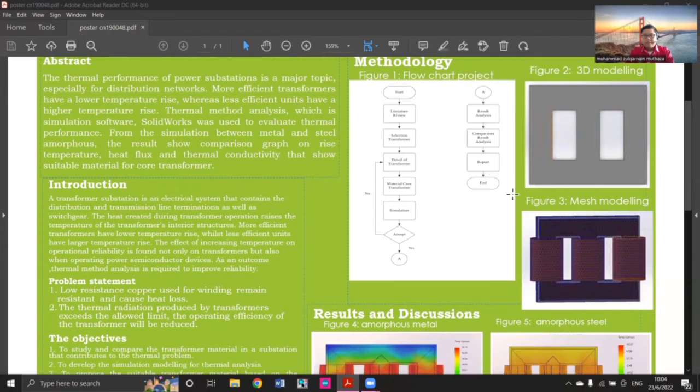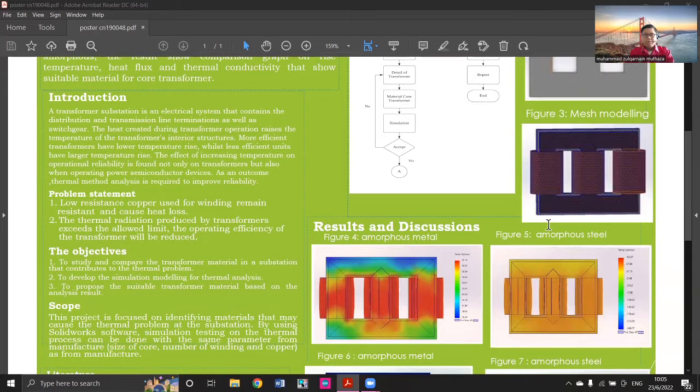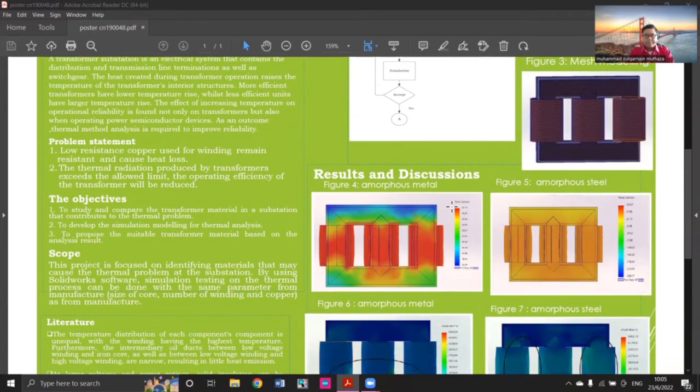Okay, figure 3 is the mesh modeling. Before we run the simulation, the core part and winding part will be meshed to make sure all the parts that I designed will run and contribute. Okay, we'll go to the result part. As you can see, this one is metal. Figure 4 is metal and figure 5 is steel.